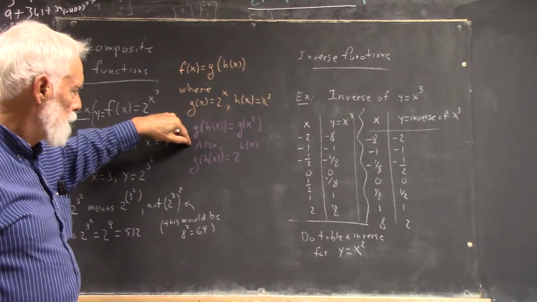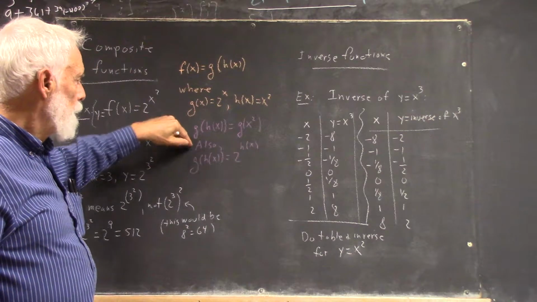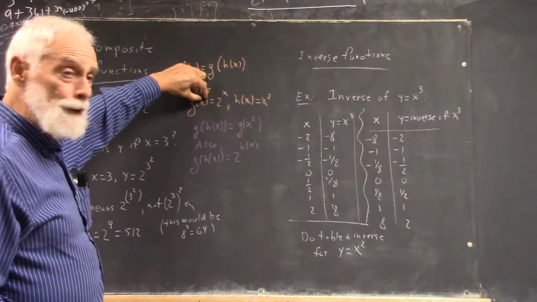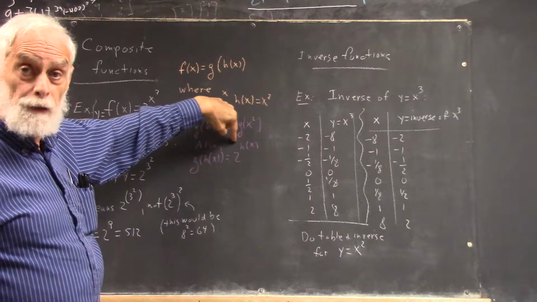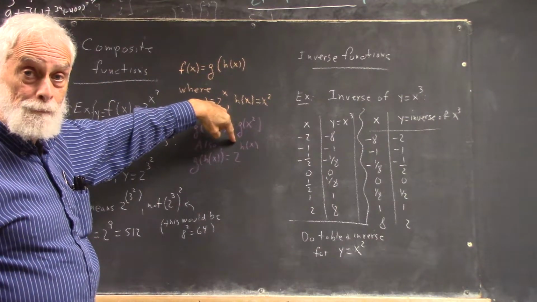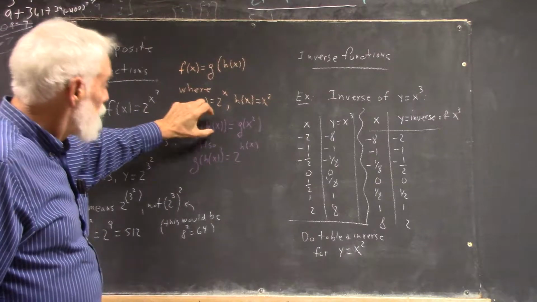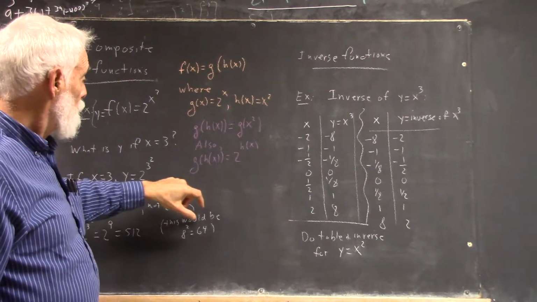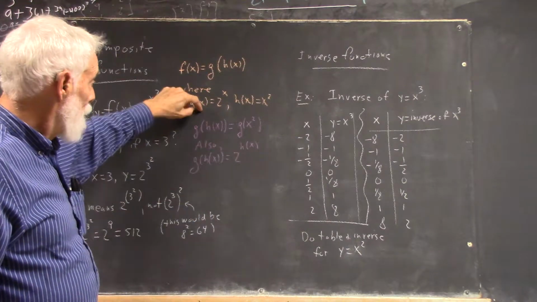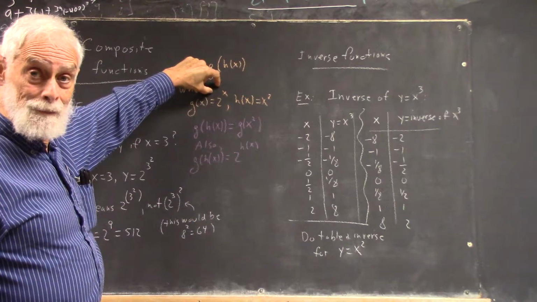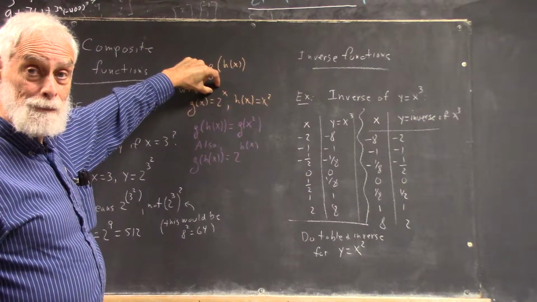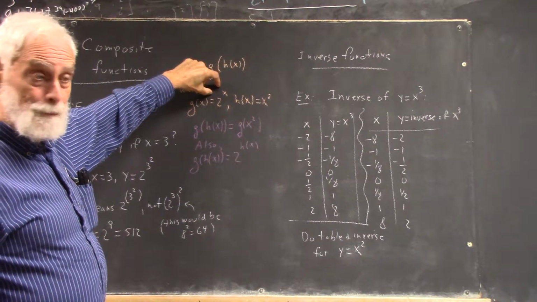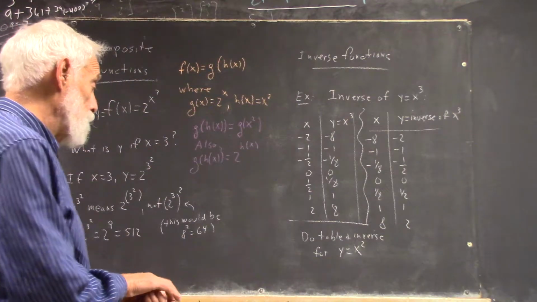Alternatively, I should have said alternatively, okay? G of h of x, you take the h of x and substitute it for x here, you get 2 to the h of x, right? Okay? So you could either replace h of x by x squared, or replace the x in g of x by h of x. They both make sense. Doesn't matter which you do, actually. Okay? You're going to get the same thing in both cases.